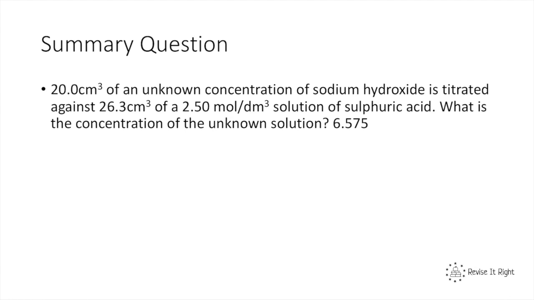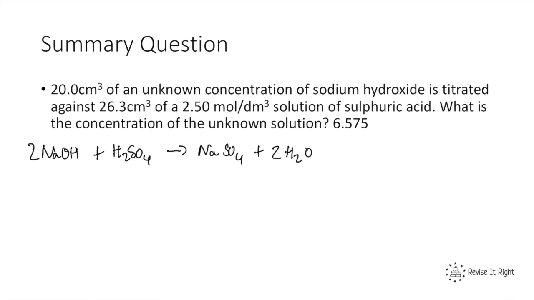So here we've got our 20 centimeters cubed of sodium hydroxide, and it's titrated against 26.3 centimeters cubed of a 2.5 mole solution of sulfuric acid, and we've got to work out the concentration of the unknown. So let's construct our balanced equation. It's sodium hydroxide plus our sulfuric acid, and as we said, it makes sodium sulfate and water. And to balance that equation, we do that. So if you needed me to balance that equation, then pause the video now to have a go at the rest of the equation.